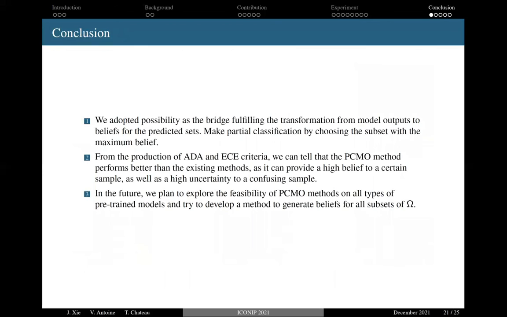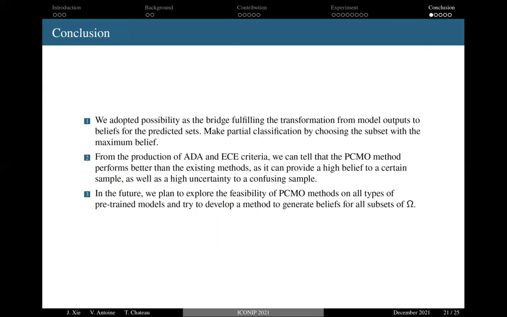Finally, in conclusion, we adopt the possibility as the bridge, fulfilling transformation from model outputs to beliefs for the predicted set. We make a partial classification by choosing the subset with the maximum belief. Second, from the comparison of two criteria, we can tell that our method performs better than the existing methods, as it can provide a high belief to a certain sample as well as a high uncertainty to a confusion sample.